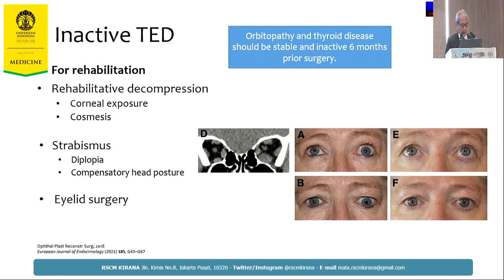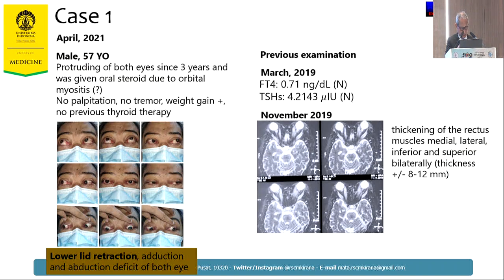In inactive thyroid eye disease, treatments are mainly for rehabilitation. For example, rehabilitative decompression for corneal exposure or cosmetic condition, prism glasses or strabismus surgeries to reduce stable diplopia, or eyelid surgery. This is case number 1.